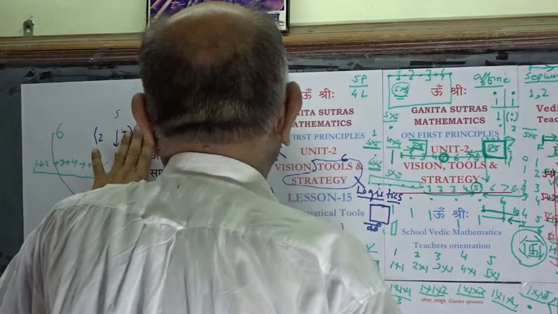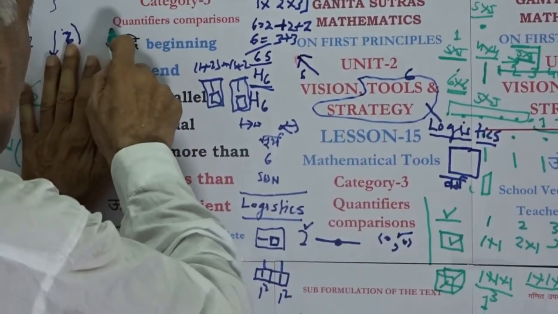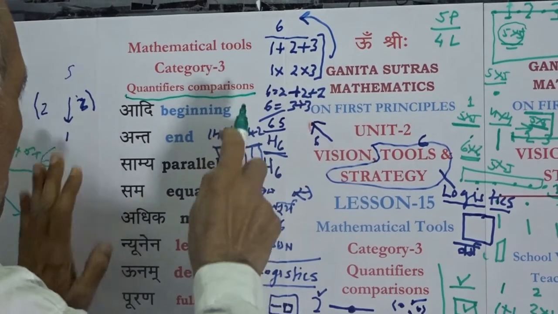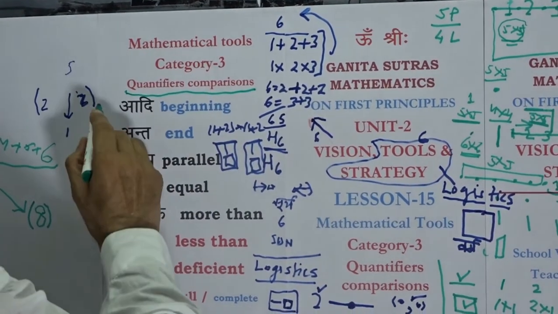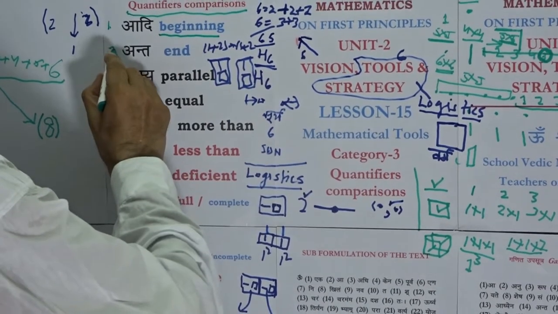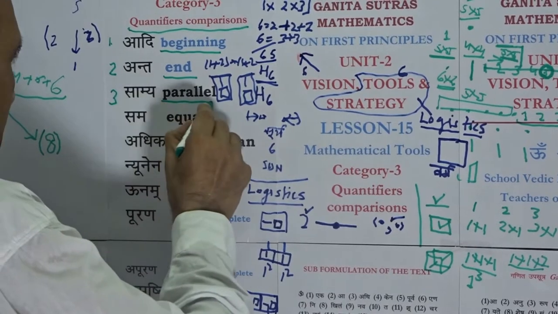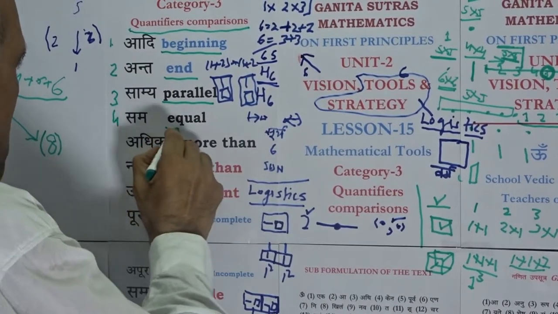Now in category 3 we are having a focus upon the quantifier comparisons. Now for quantifier comparisons, this first formulation is Adi, we should have a beginning point. Number 2 is Ant, an end. Number 3 is Samme, means parallel. Number 4 is Sam, is equal.